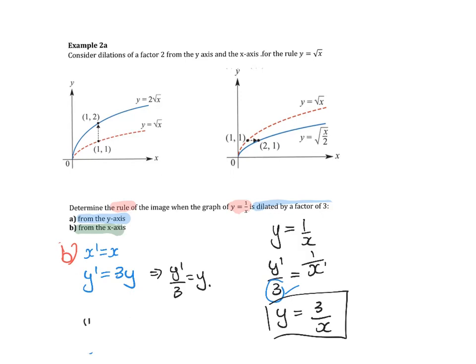But if you have a think about it, this graph, 1 over x, what does that look like? Doesn't it look like this? Yeah? Do you remember that? So the dilation from both axes wouldn't really look different, would it? Nah. So that's why that one might have been a bit throwing for you.